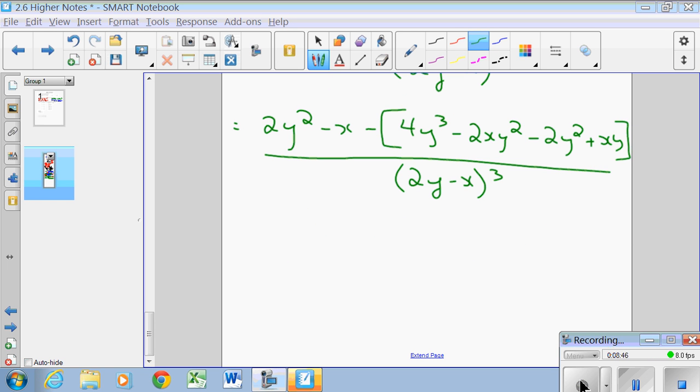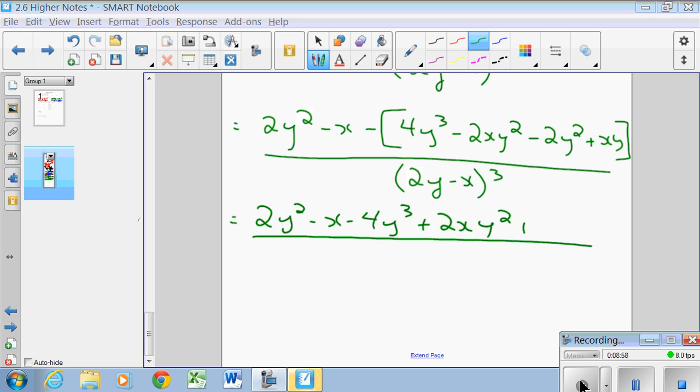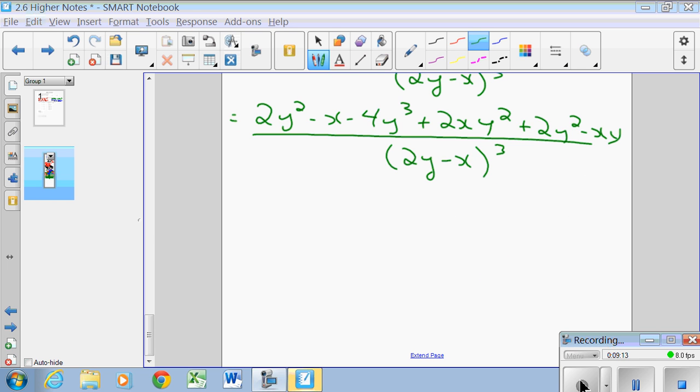And we're going to finish this off by taking off some brackets and simplifying a whole lot more. 2y squared minus x minus 4y cubed plus 2xy squared plus 2y squared minus xy, and 2y minus x cubed. Crazy. Put things together that are the same, and then we are done. Let's not worry about the order right now. Let's just gather up like terms.